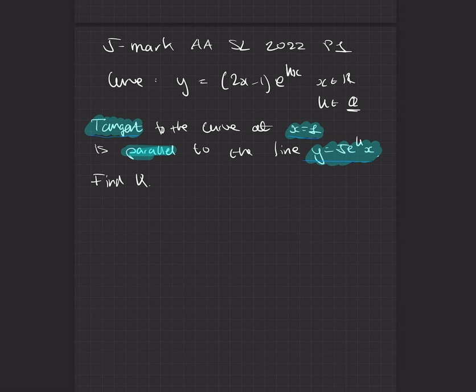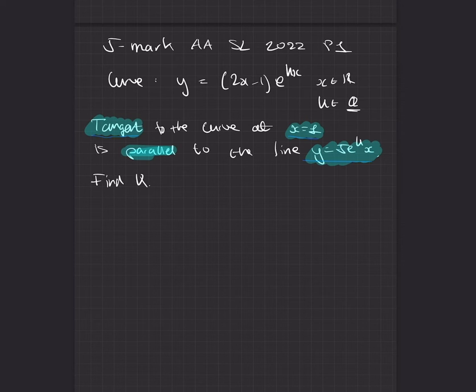Hey guys, this is Fraser with Think Smart Tutoring, and today we're going to be doing a 5-mark AASL level question in the 2022 paper 1 exam. It's an uncalculated test, and it's a function and calculus kind of question. To be honest, it's mainly calculus, but we have some functions in there.